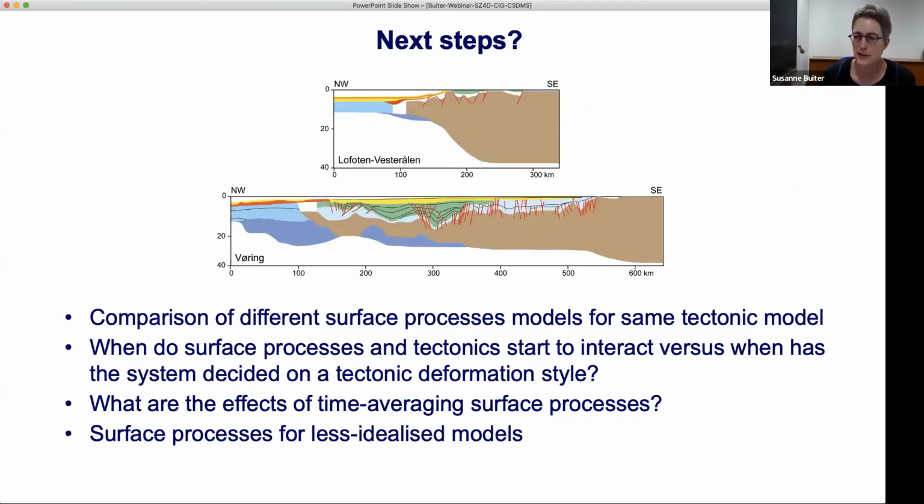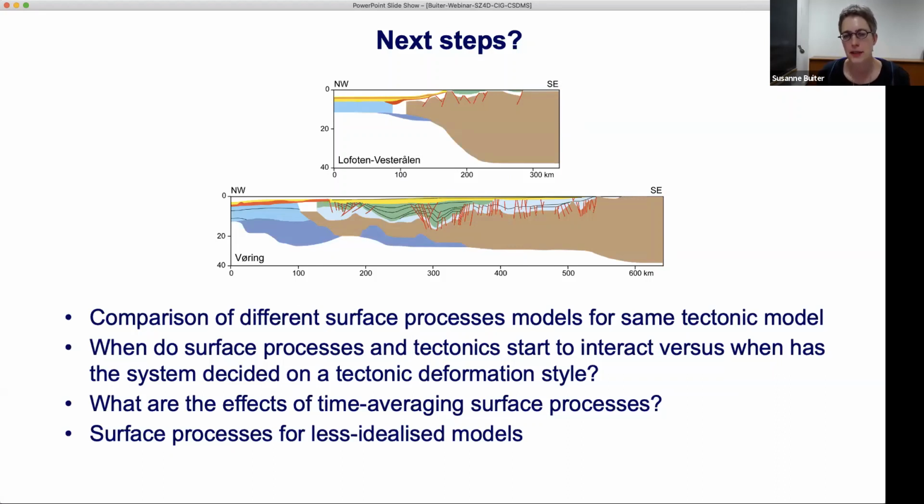So if I could choose and people would give me lots of time, what would I like to do next? What would be ways to look into the interaction between surface processes and tectonics? One thing that I would like to do is to take the same tectonic model and to run different types of surface processes in collaboration with people who actually know something about surface processes, and to see if that plays a role at all and what the differences would be.